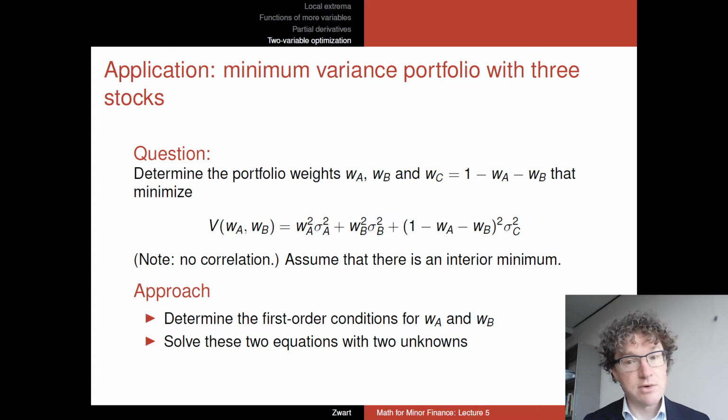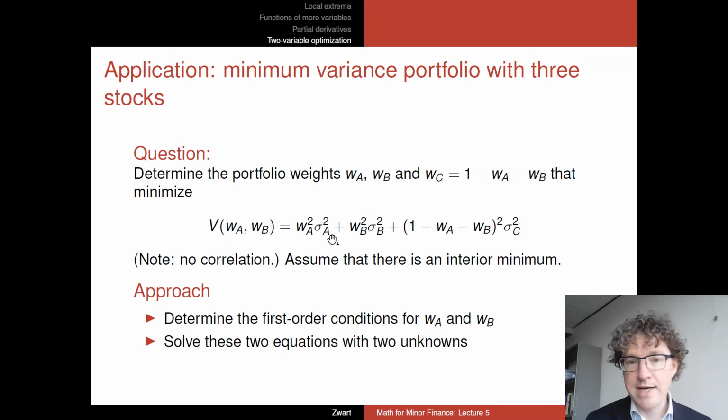So if there's an interior minimum, the weights there should satisfy those first order conditions. If we want to find it, what remains to be done is find the stationary point, or in other words, determine the first order conditions both for the variable WA and the variable WB, because we are optimizing by choosing WA and WB.